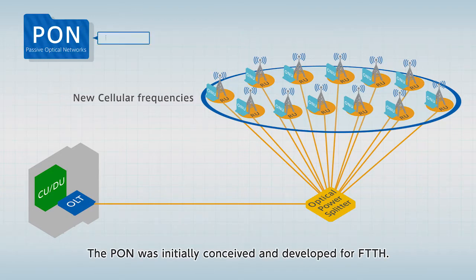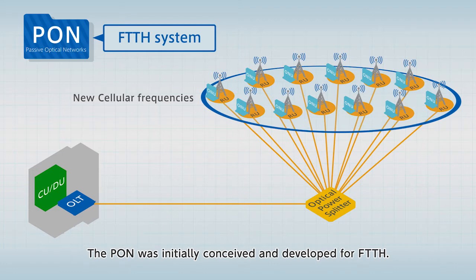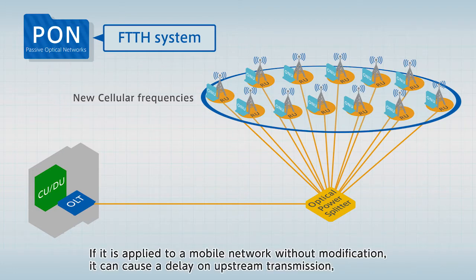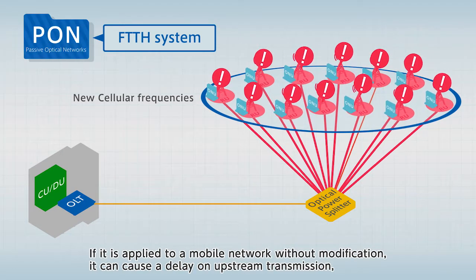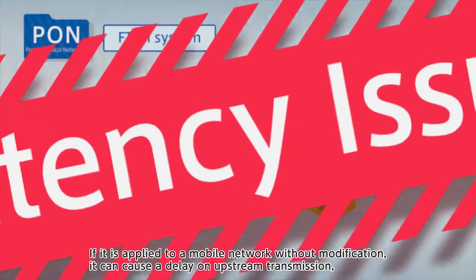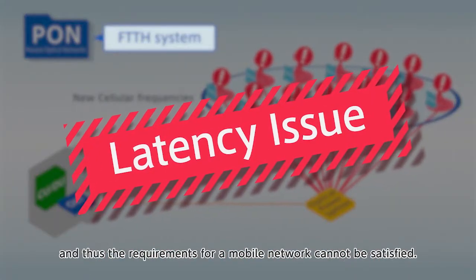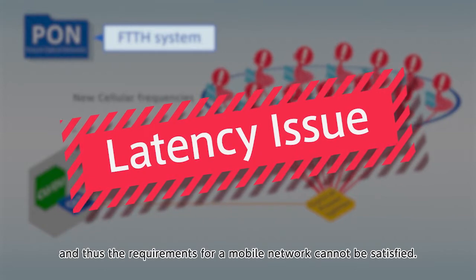The PON was initially conceived and developed for FTTH. If it is applied to a mobile network without modification, it can cause a delay on upstream transmission, and thus the requirements for a mobile network cannot be satisfied.